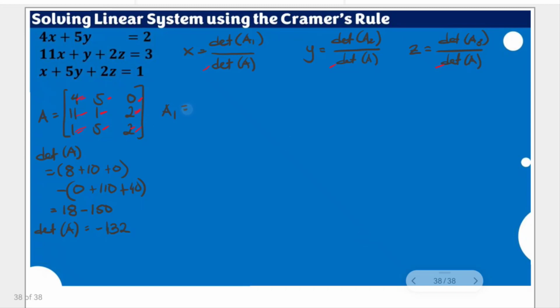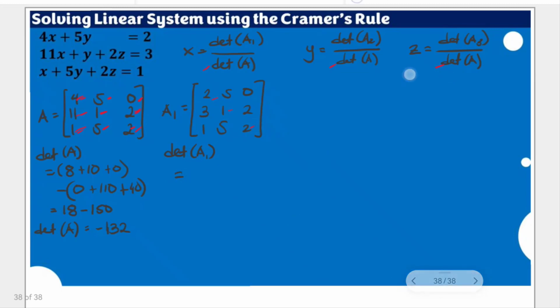How about A sub 1? A sub 1 is a matrix where we replace all entries on the first column, corresponding to the coefficients of your x, with all the constants here. So instead of 4, 11, and 1, your first column would be 2, 3, and 1. The rest of the columns would be the same: 5, 1, 5, and 0, 2, 2. So we can now solve for the determinant of A sub 1, which follows this pattern.